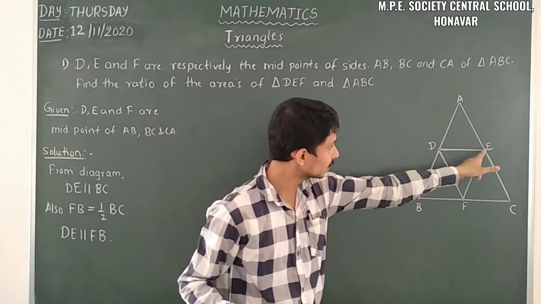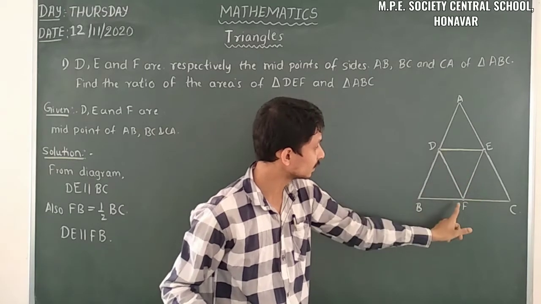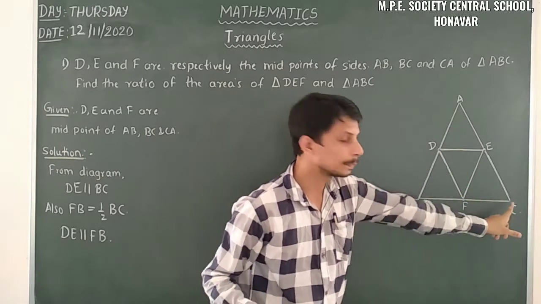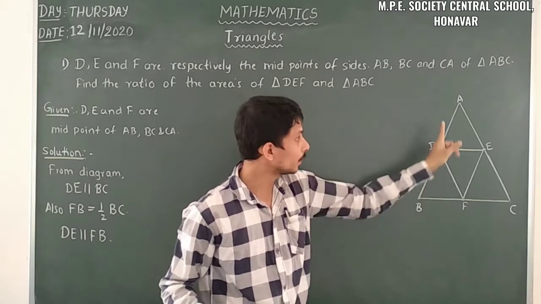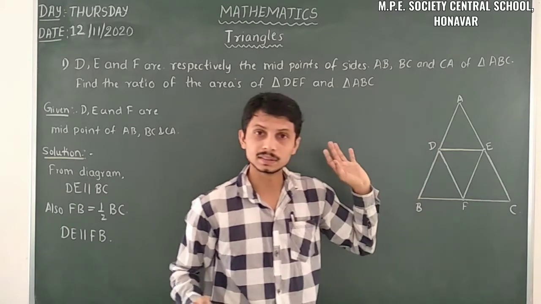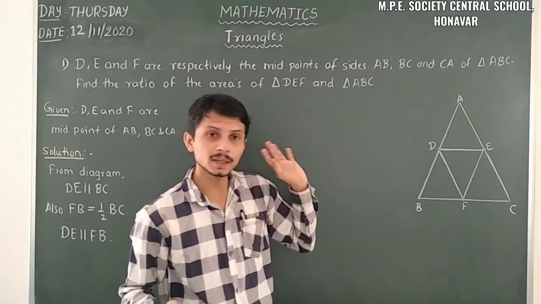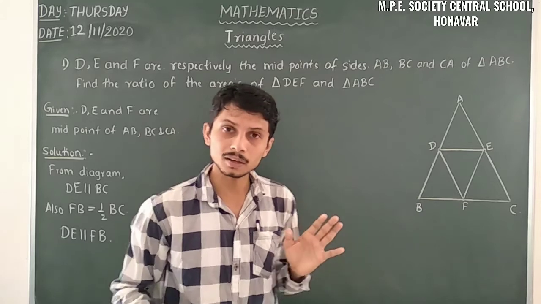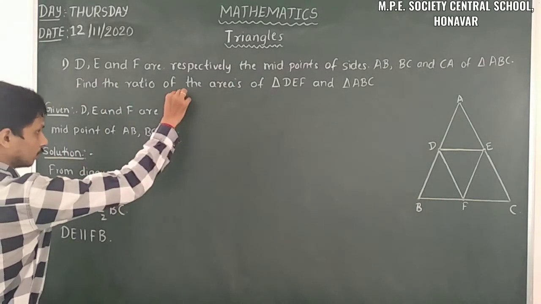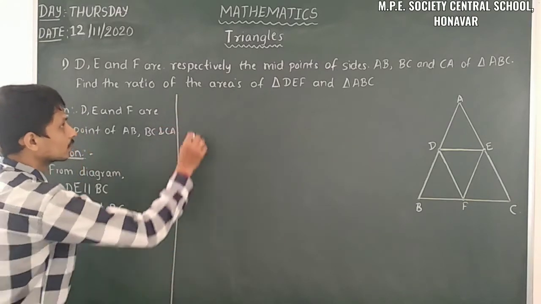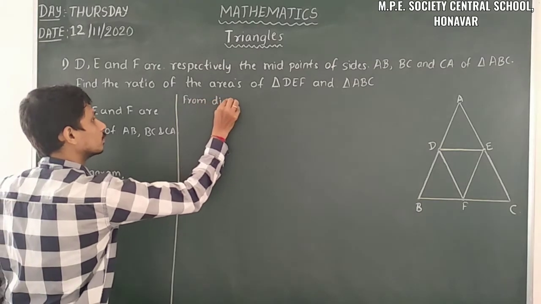So EF is also formed from the midpoint of these two sides, that is AC and BC. So that's why EF is parallel to AB. Yes, EF is parallel to AB. So also we have here, I will write it, from the diagram.